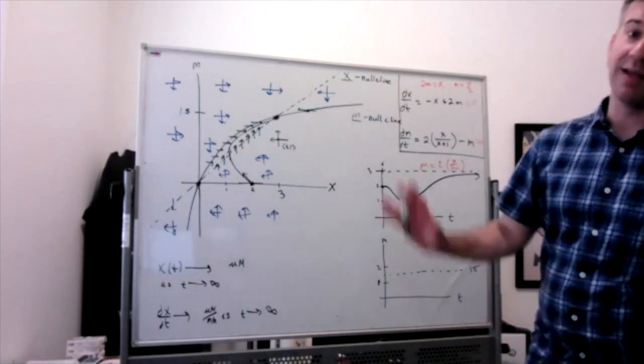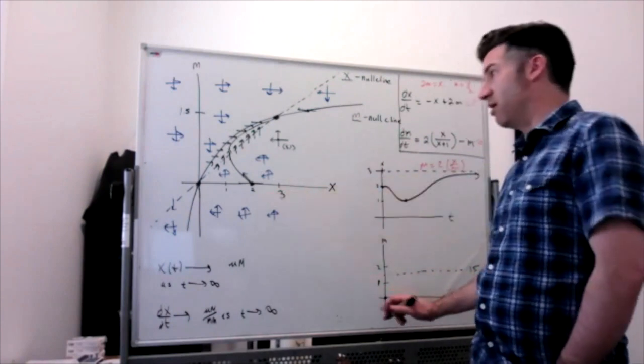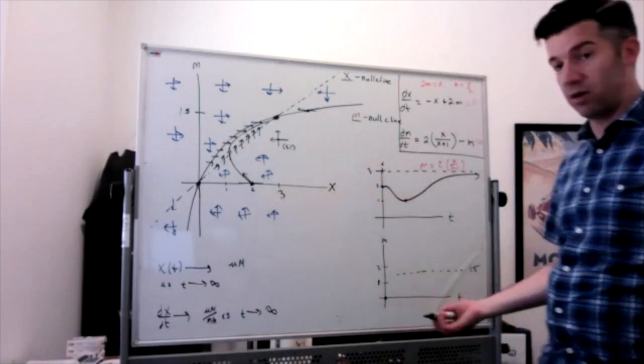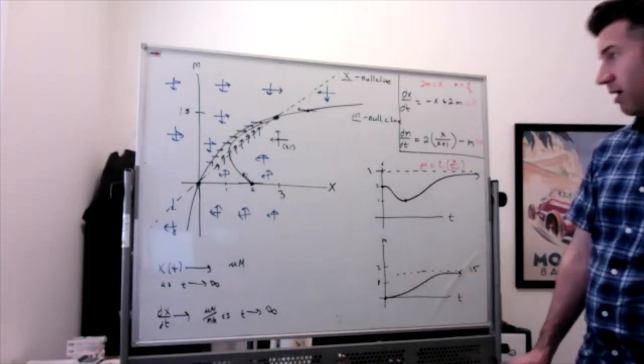Sorry, not the y values, the m values. So the m values start at 0, and then they're just going to get asymptotically close to 1.5. Maybe like that.